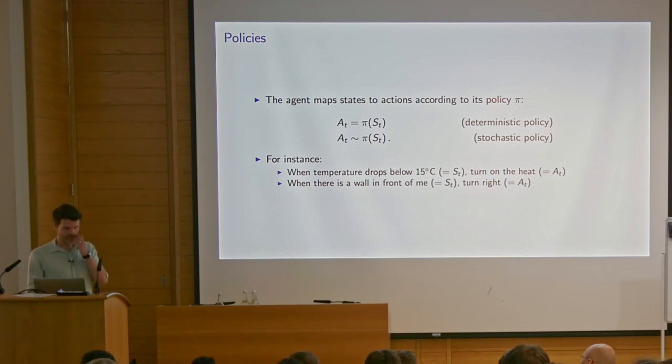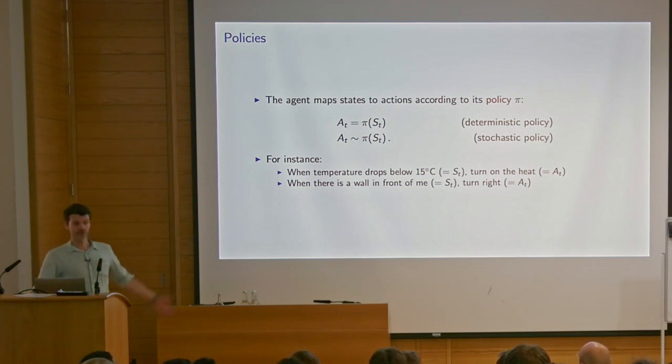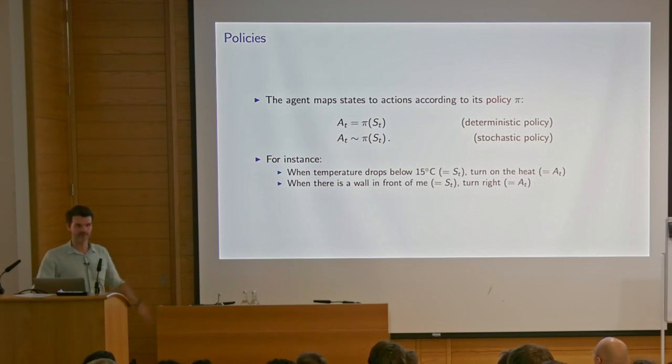So examples of policies could be: when the temperature drops below 15 degrees, you turn on the heat. The temperature itself might be the state, and then turning on the heat might be the action. As a different example, say you have a robot, it might have a policy that says, when there is a wall in front of me, I turn right. Again, the observation that there's a wall in front is then the state, and turning right is the action.